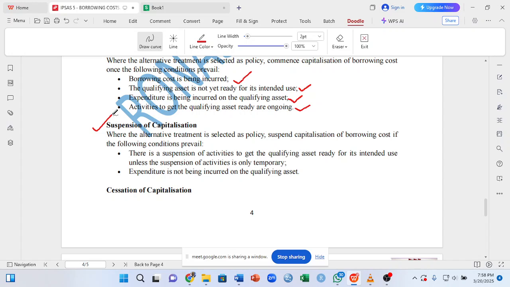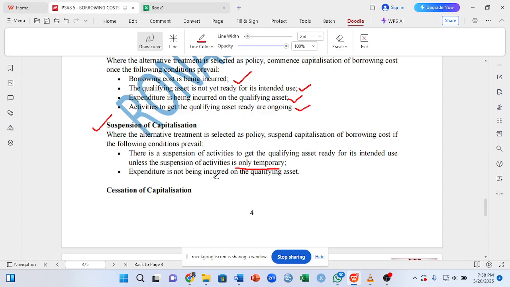So when do you suspend capitalization? We just have two. There is a suspension of activity to get the qualifying asset ready for its intended use, unless the suspension is only temporary. So that's the first one, whereby you have a suspension of your activities. But they add that unless the suspension is only temporary, which may not be considered. But in the case whereby the suspension is not temporary, then you should consider that.